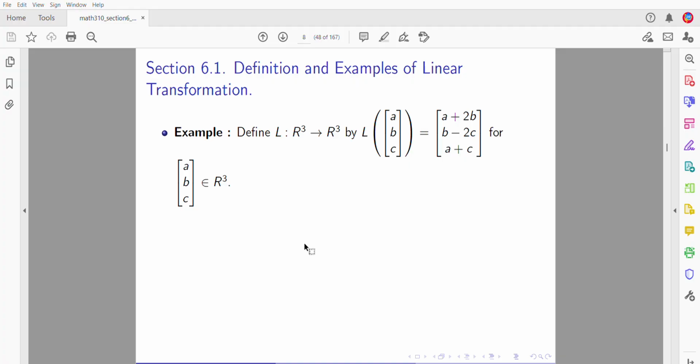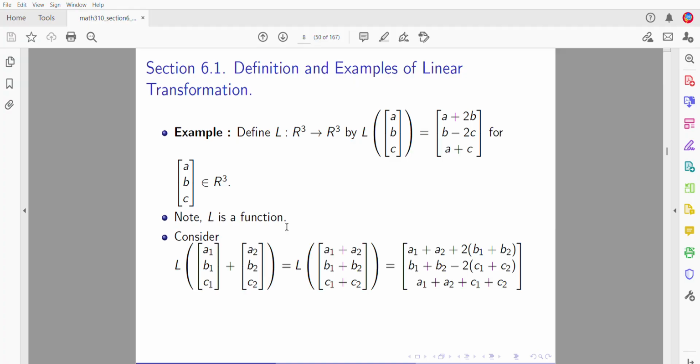Now here is some other concrete example. From R3 to R3, (a, b, c) is being mapped to (a plus 2b, b minus 2c, a plus c). This is just a formula. Let us check whether it is a linear transformation. Well, it is a function because every vector gives you a unique output given by this formula. There is no ambiguity. So L is a function.